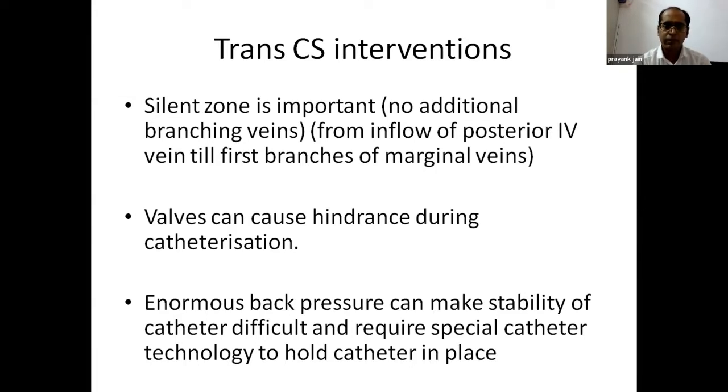The Thebesian valve is sometimes thick and fibrous, and it can cause problems during coronary catheterization, when we use it for balloon techniques, or for CRT, or for infusion of cardioprotective molecules, or for electrode placement in radiofrequency ablation. So if there is a thick and fibrous Thebesian valve, cannulation of the coronary sinus can be very difficult. Another problem in cannulating the coronary sinus is enormous back pressure, which can destabilize the catheter once we have cannulated it. So different catheter stabilization techniques are required. Operator experience is required to hold this catheter in place.